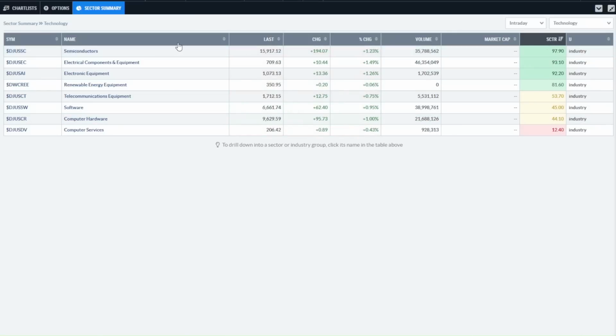You can see that the strength is in semiconductors, and the weakness is in computer services, computer hardware, and software. These areas are just not trading very well, and it's hurting the overall index. But the semiconductors are holding up very, very well right now. And I actually have noticed some electronic component and equipment stocks that are starting to emerge and break out.